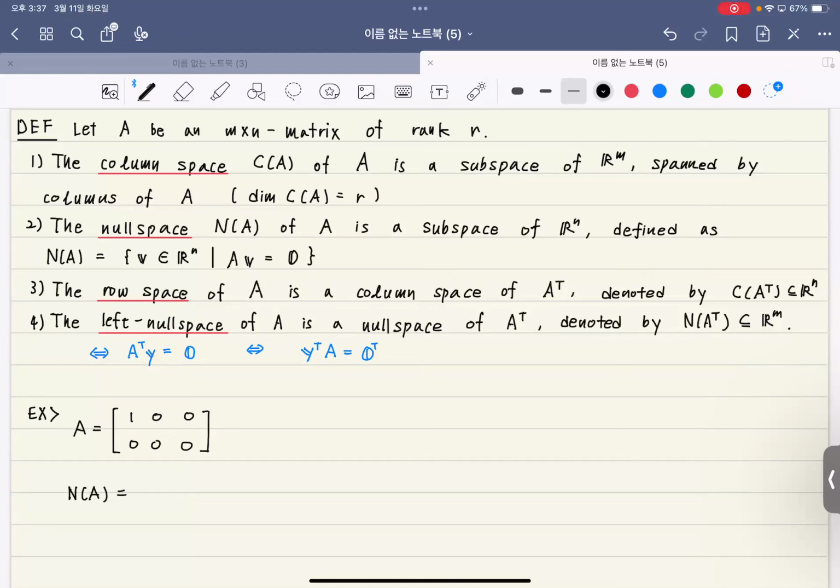Okay. What is the basis of the null space of A? To find the basis of the null space, we must be able to solve for the set of all solutions of A times x equals 0. The solution set of that linear system must be the null space. But in this case, my matrix A is very easy.